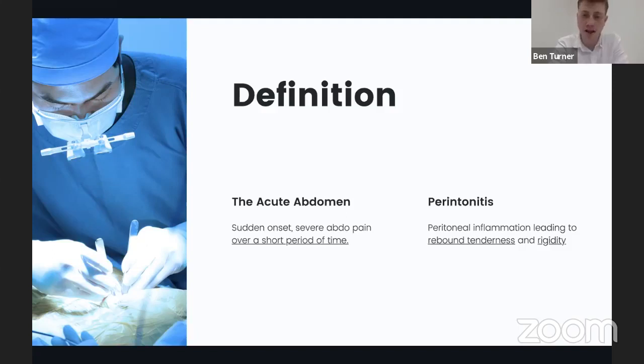The patients look in pain. Quite often they might be tachycardic from the pain. And so they're quite useful markers to just, from the end of the bed, have a look and think, well, does this person actually have an acute abdomen?